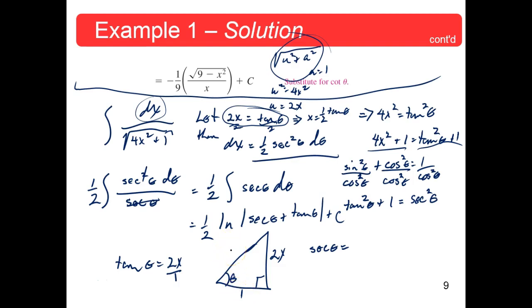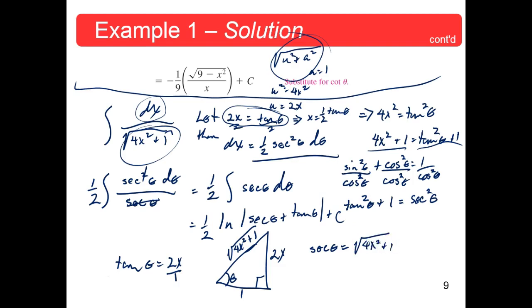We've got to figure out what the hypotenuse is. And what's that? That's pretty easy. Square root of the sum of the squares of the other two sides, right? Pythagorean theorem, c squared is a squared plus b squared. So that would be 4x squared plus 1, right? Which is exactly what we see here. Okay? So secant theta would be hypotenuse over adjacent, which is just the square root of 4x squared plus 1.